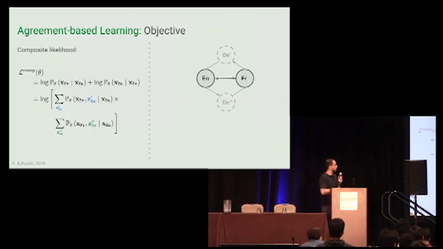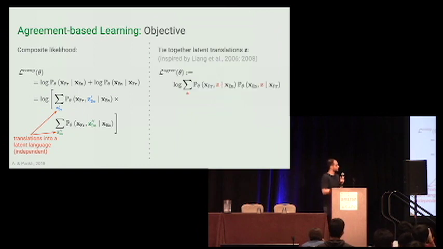So we can introduce a latent variable, or a latent translation, and make this equivalent transformation. These latent translations that we introduced in each of the models are, in fact, independent. So we didn't change the loss at all. But what we propose is to make them dependent, and in fact, tie them together. Right? And the resulting loss that we call agreement-based loss ties these latent translations together.